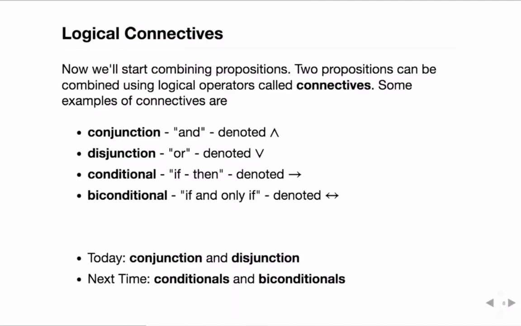So now we'll start combining multiple propositions in interesting ways. Two propositions can be combined using logical operators called connectives. And some of those that we'll talk about are below. They're the conjunction, which represents an and relationship and is denoted by this upside down caret sign. The disjunction, which represents an or, and it's denoted by this V shape. The conditional, which represents if-then relationships, and it's denoted by an arrow pointing to the right. And the biconditional, which represents if and only if relationships, and it's denoted by an arrow that has a double arrowhead on the left and the right.